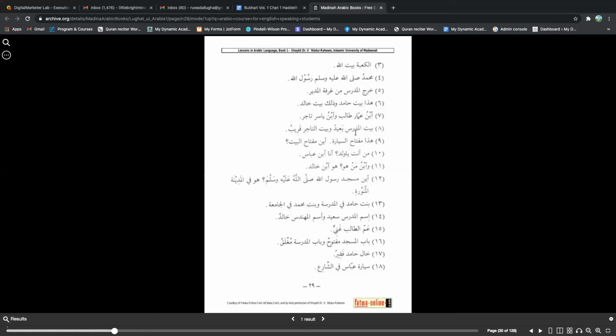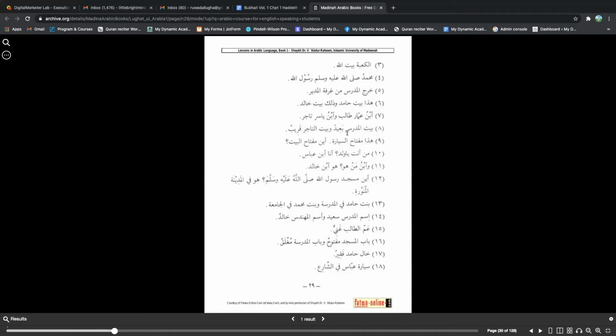Baytul mudarrisi ba'idun. So the teacher's house is far. Wa baytut tajiri. Notice the ta is from the huroof ash-shamsiyya, right? Because I went straight to the ta, so we say at-tajir. We don't say al-tajir, we say at-tajir. So that's why in the idafa construction, you say baytut tajir. You don't say baytul tajir. You don't go to the lam. You go right over the hamza, right over the lam, straight to the ta. Wa baytut tajiri qareebun. And the merchant's house is close.